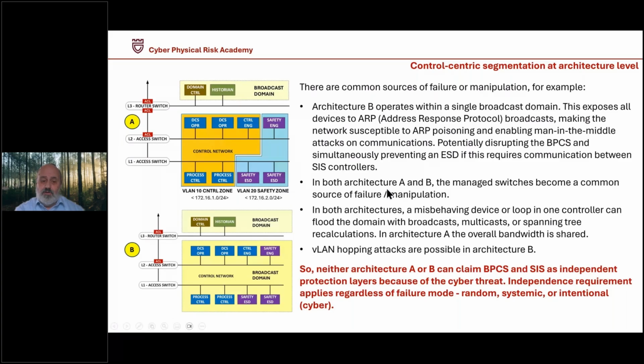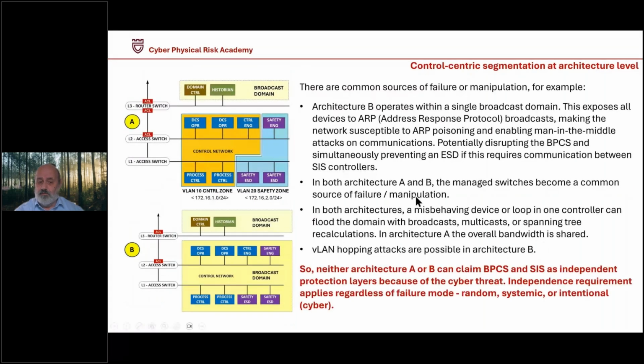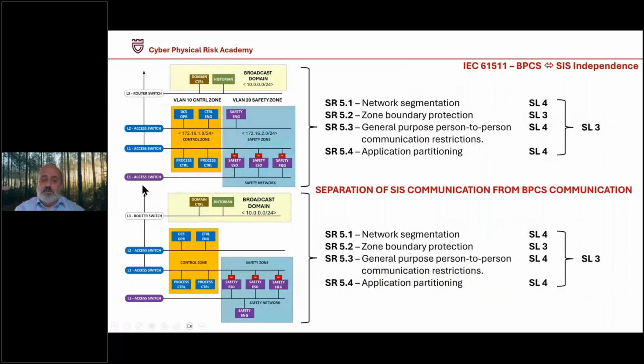In the top one, what I'm showing now is a way to properly separate the SIS communication from the BPCS communication. I didn't do that in this environment. In this environment, I do that by entering a new network called the safety network. Some companies call it SafeNet, others call it safety network. There are all kinds of names for that, depending on the vendor of the safety control system.